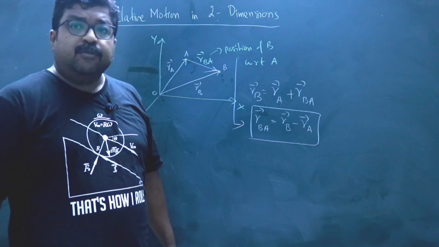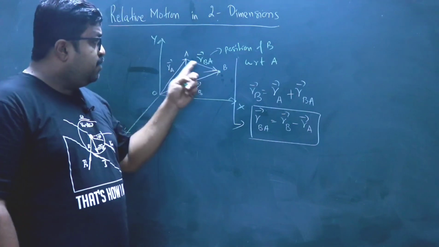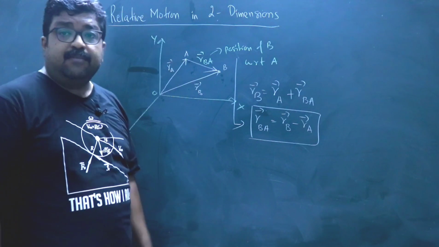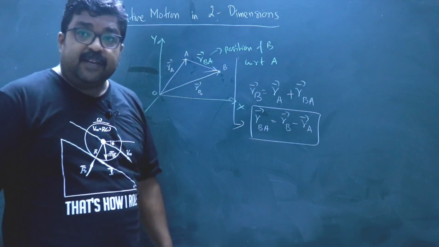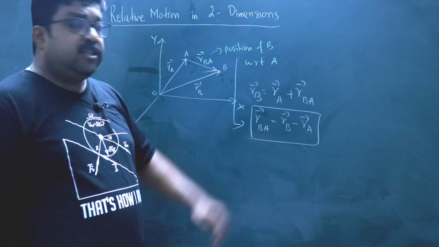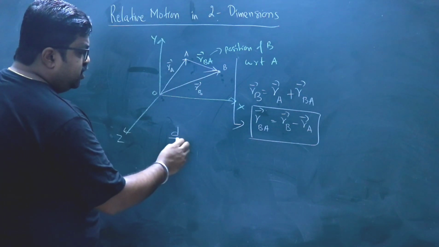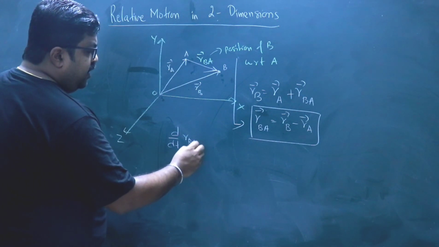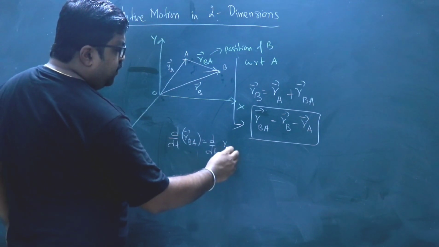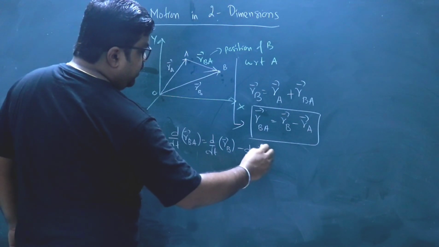Now suppose A and B start moving. If A and B start moving, then RA and RB will change, and if RA and RB change, this quantity RBA will also change. So let us find the measurement of that relative change. Relative change in position will be given by velocity. So if we differentiate this quantity, d by dt of RBA is equal to d by dt of RB minus d by dt of RA.